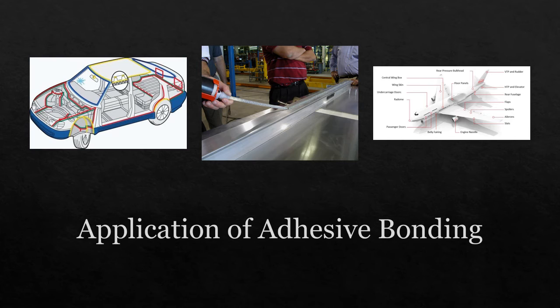The next one is the application of adhesive bonding. Basically, the application of adhesive is the same, which is to join one part with the other parts. However, the one that you can see here is the mass application of adhesive bonding, which is used in automotive, sheet metal joining, and the last is aerospace.